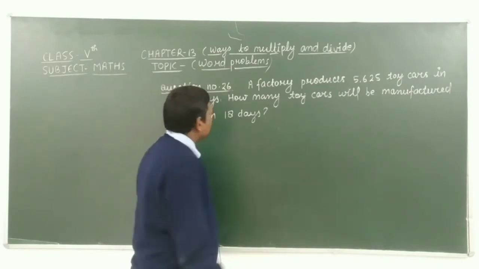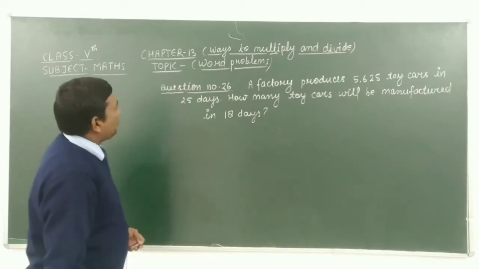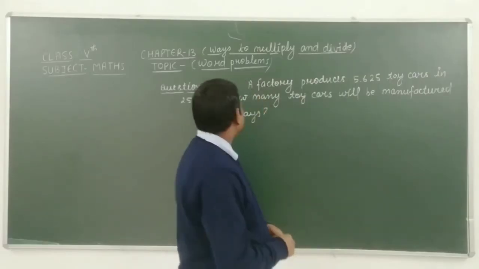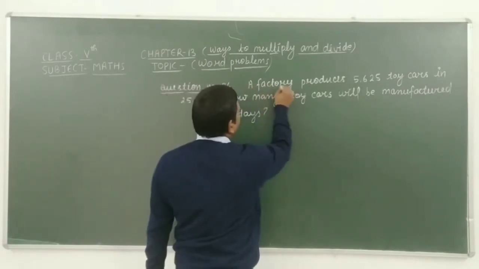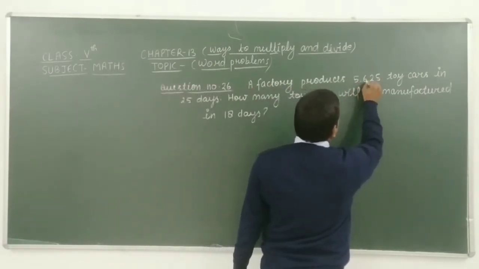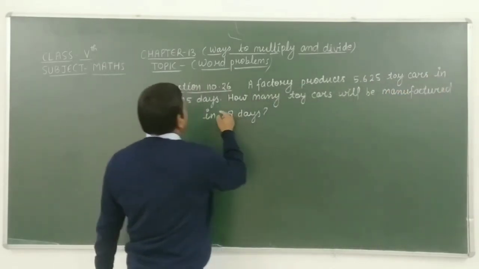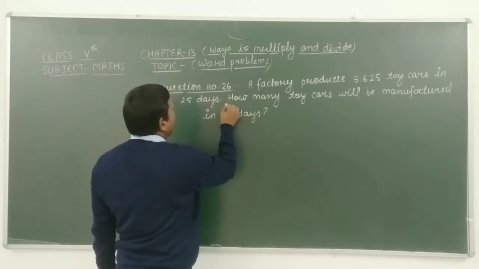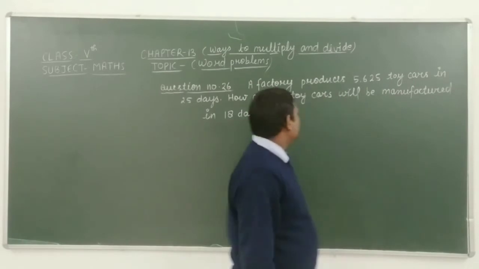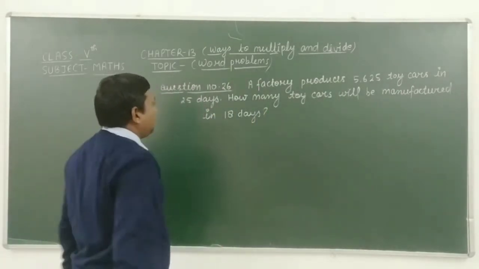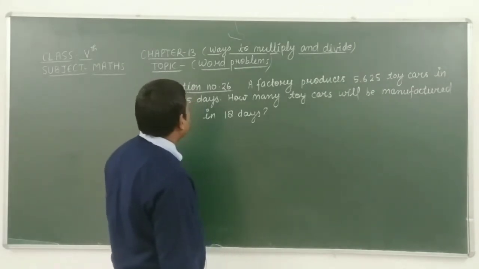Okay, dear students, look at here carefully. In question number 26, here given that a factory produces 5625 toy cars in 25 days, and we have to find the total number of toy cars that will be manufactured in 18 days. Okay, dear students, look at here carefully.